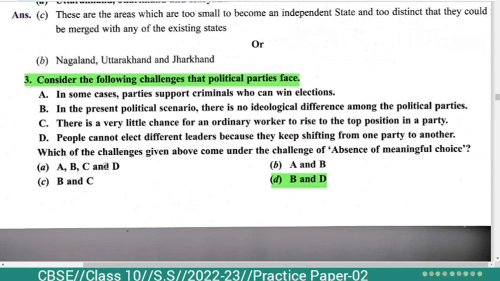In the present political scenario, there is no ideological difference among the political parties and people cannot elect different leaders because they keep shifting from one party to another.